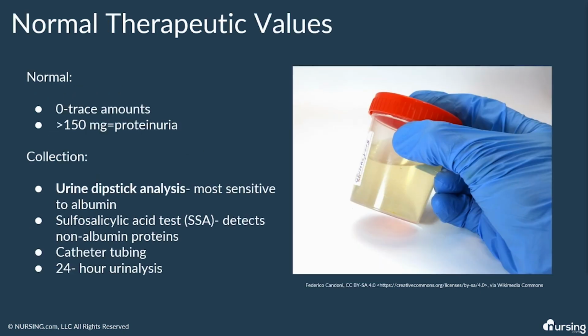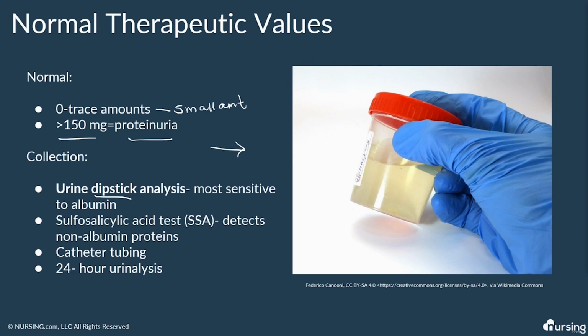Normal therapeutic values are 0 to trace amounts. Remember how I said that a small amount of protein being excreted is normal every day? But if it exceeds 150 milligrams, that's when it's termed proteinuria. We talked about collection with the urine dipstick analysis. It would be taken in a sterile specimen cup like this one.